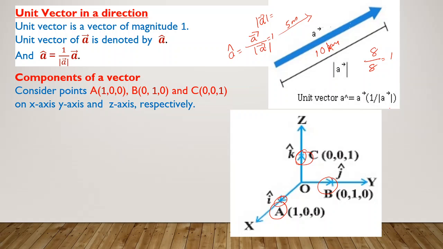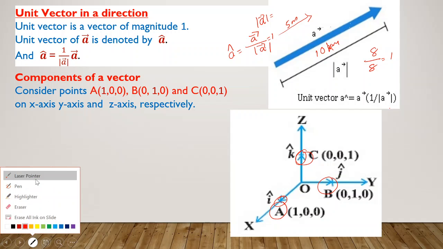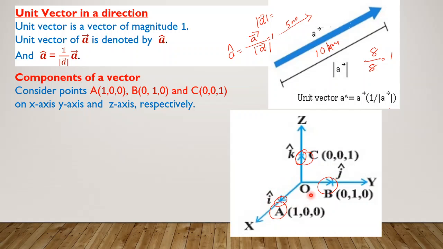Then what is the length of each point? See, OA, OB, OC. If you find the magnitudes, all of them will be exactly 1. That is, vector OA, vector OB, and vector OC all have magnitude exactly equal to 1. So that is the reason I call vector OA, vector OB and vector OC unit vectors.